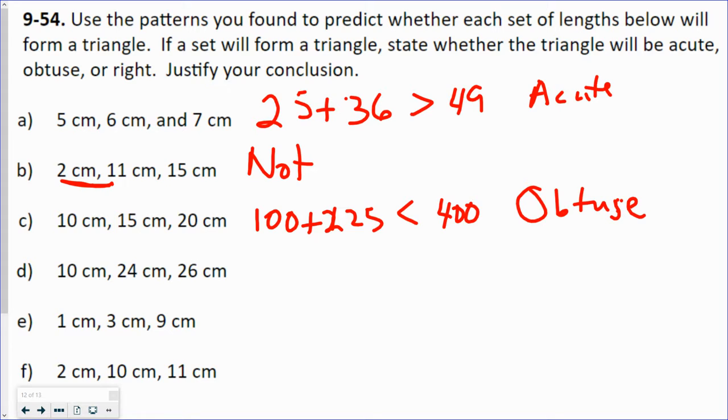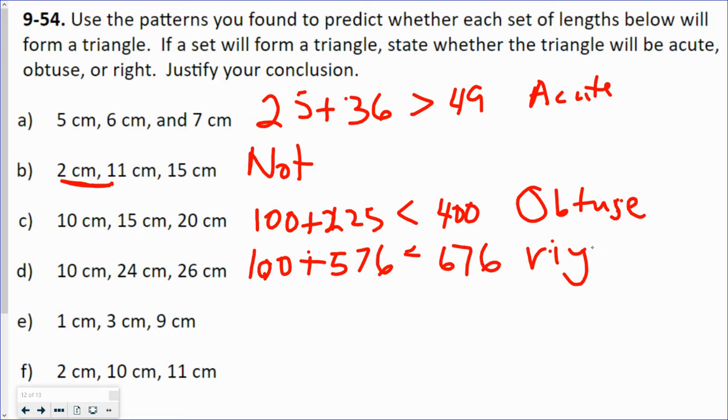Okay, ladies and gentlemen, let's see what you got, and let's see if it works, okay? So, 10 squared, again, is 100. And 24 squared is 576. And 26 squared is 676. Well, 100 plus 576. Oh, that's 676. These are equal. That means this is a right triangle.